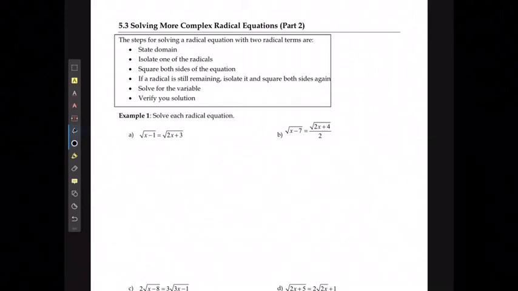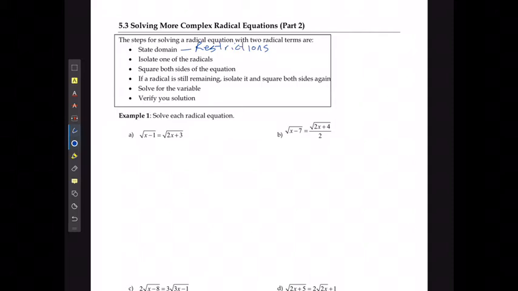Okay, for the last lesson involving radicals, we're going to be solving radical equations that actually have two different radicals in them. So, the first thing we need to do is state the domain or the restrictions. Now, we need to remember that in order for the restrictions to work, we need a restriction that encompasses something that will work for both possible radicals.